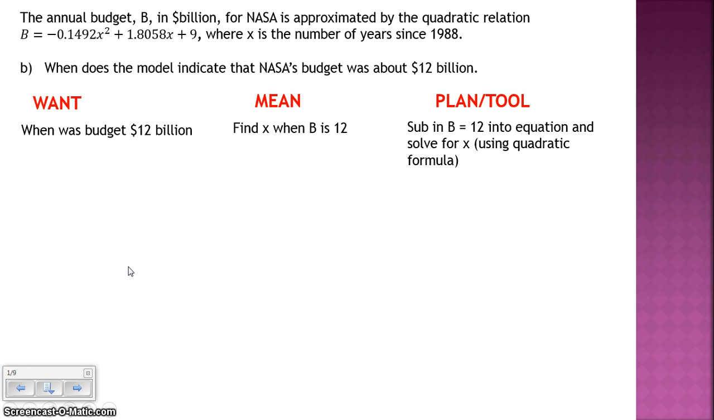It's kind of like the one we did in part A, except instead of subbing X in and solving for B, here we're going to sub B in and solve for X. Similar, this one's a little bit trickier, because we're going to use the quadratic formula to actually solve for X. So there's our equation. We're going to sub in B equals 12.